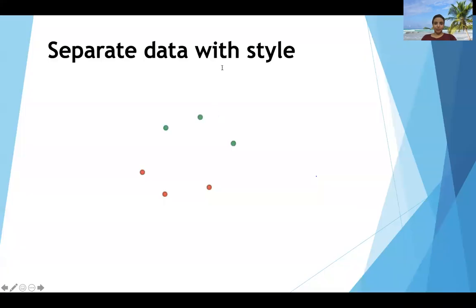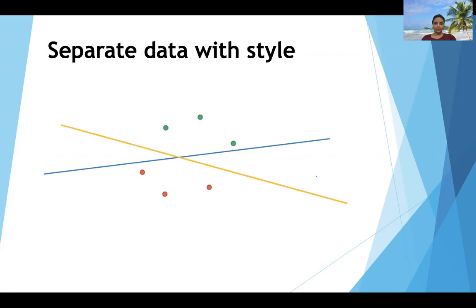Today we'll study the art of splitting the data into two. We look at these points and there seem to be many lines that split them. For example, there is a blue line and there is a yellow line. So here there is a quiz. Which of these two lines do you think cuts the data better? The yellow line or the blue line? Pause for a moment and think about it.